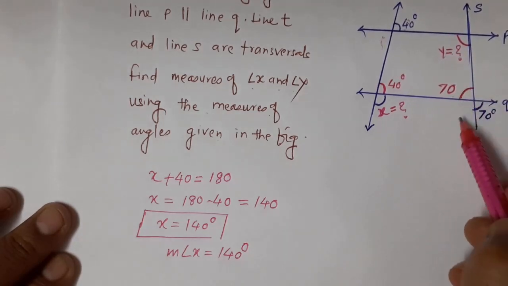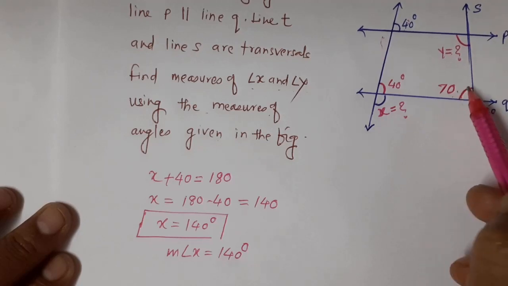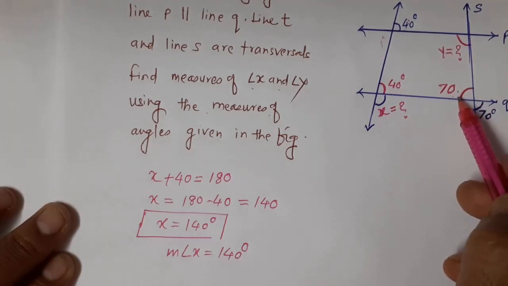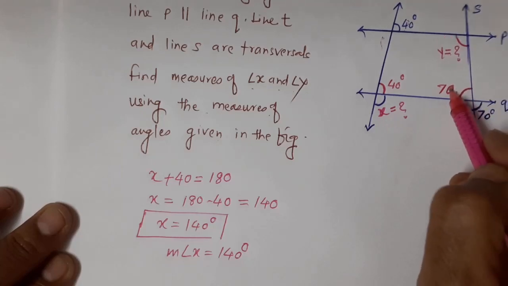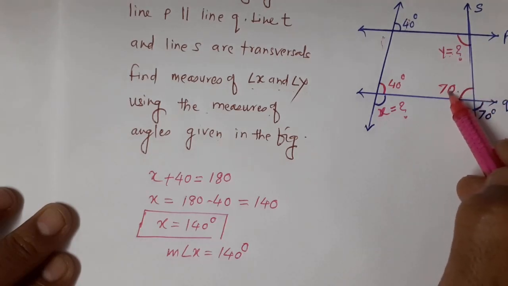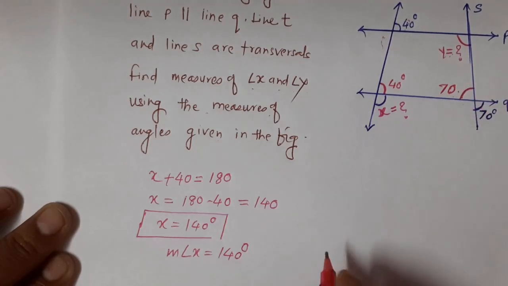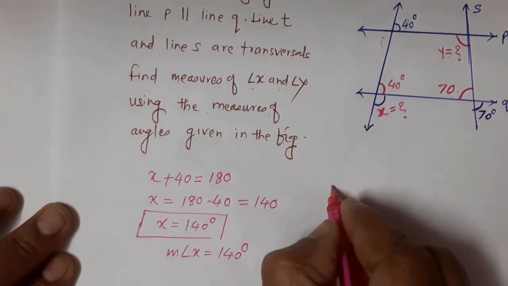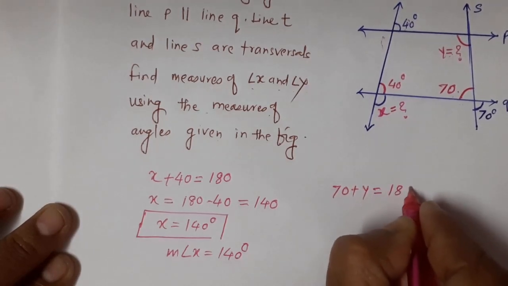If I put 70 and y, these are not linear angles. These are interior angles, and you know that interior angles are supplementary. So I am writing here that 70 plus y is equal to 180.